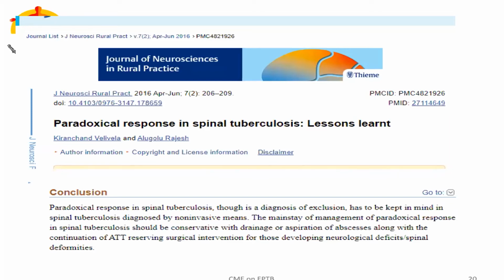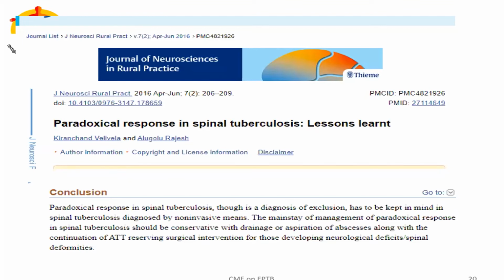So there is literature available on the clinical pattern of the paradoxical response in spinal tuberculosis. As you know, when you treat the patient with anti-tuberculous therapy, there will be an improvement in the immune system in the form of increased lymphocyte count and functional lymphocyte count, and these lymphocytes or the immune system may overreact against the bacilli in an attempt to contain the disease.